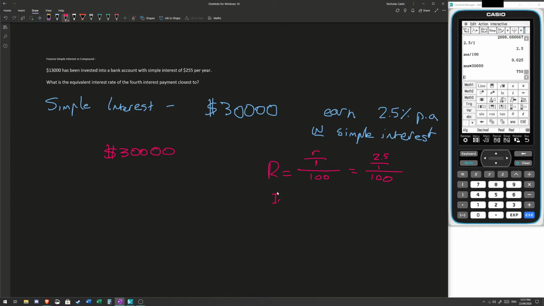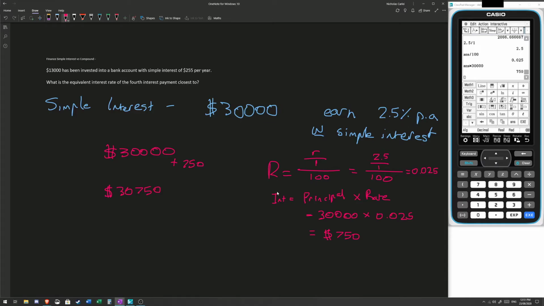So our interest is our balance or our principal, anything you want, our principal multiplied by our rate. Now that's $30,000 multiplied by 0.025, because that's what this is. Okay, $750. So after the first year, we earned $750, and we're now at $30,000 plus $750.